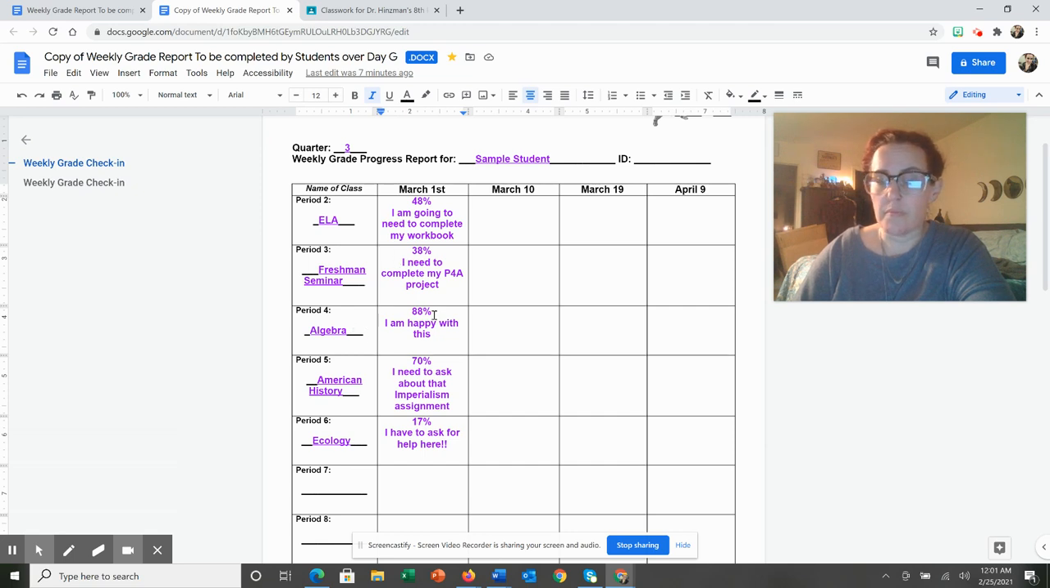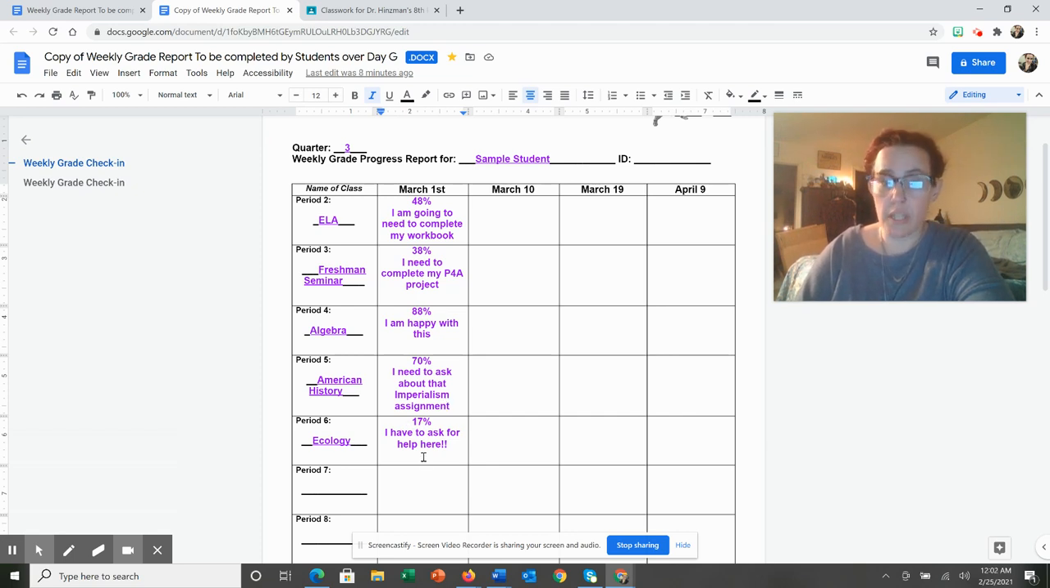In algebra, I have an 88. So if you discover that for one of the courses you've got a grade that you're happy with, you're allowed to put, I'm satisfied with that percentage. For American history, the sample student has a 70%, maybe ask about a particular quiz or assignment that you had some trouble with.